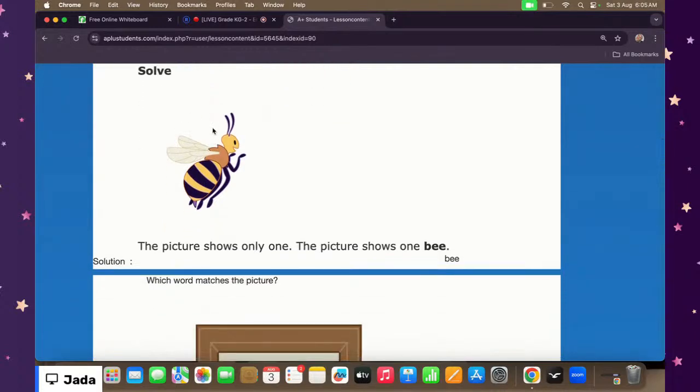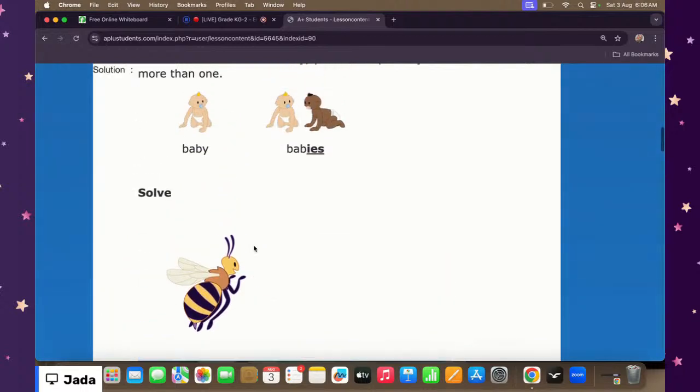Now the picture shows only one. This is bee here and it shows just one bee. So you just need to put bee. You do not need to add s or anything else. But if it's more than one, then you have to add s.